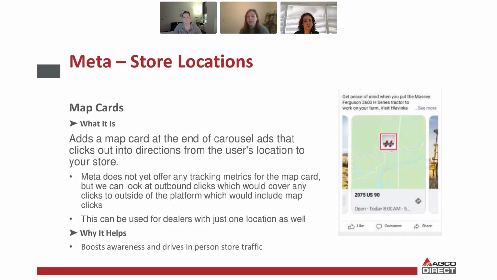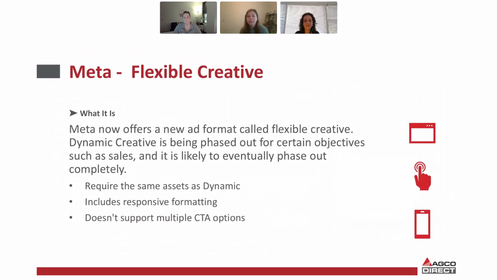Now let's move into updates for creative formats. Meta is rolling out a newer format called Flexible Creative. It's essentially replacing dynamic creative for some objectives like sales, and it will likely phase dynamic creative out completely over time. Flexible Creative is very similar to dynamic creative. It uses the same type of assets. So that's up to 10 images and videos, and then 5 headlines, descriptions, and primary texts.